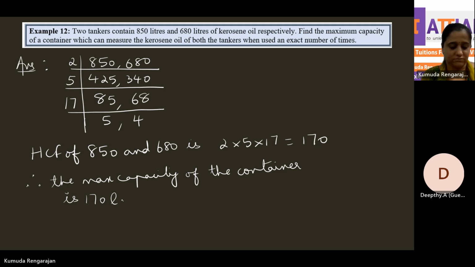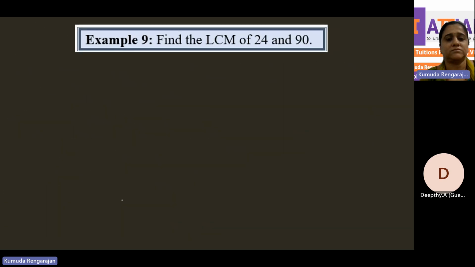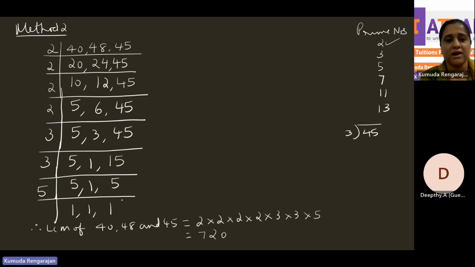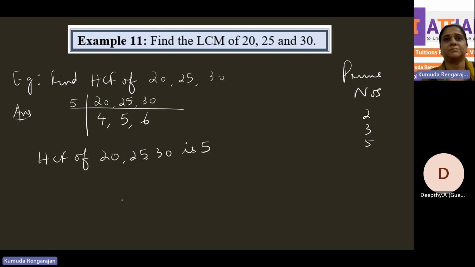Yes, ma'am. I finished with this question. You finished? All right. Ma'am, at the end you gave us example 9 and example 11 to do, which I had not taken a screenshot of. So can I just quickly take a picture of it? Yeah, you can. Yes, ma'am. Just a minute. I took example 11 as well. Okay.